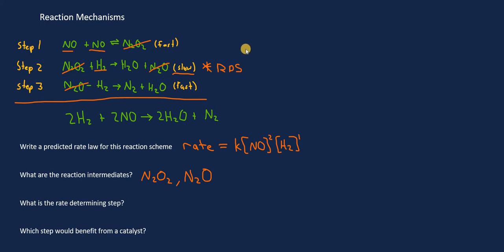So that's about all I can say about reaction mechanisms. They basically just show you a sequence of reactions that ultimately builds into an overall reaction. Main takeaway here is the slow step. The slow step will always be your rate determining step.